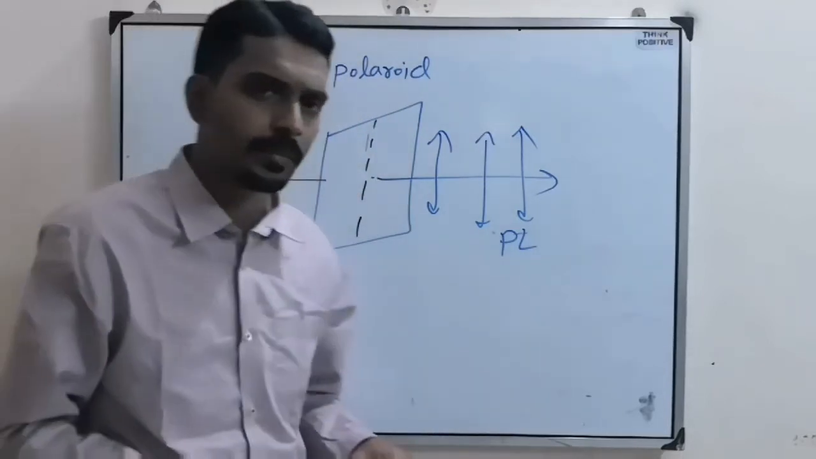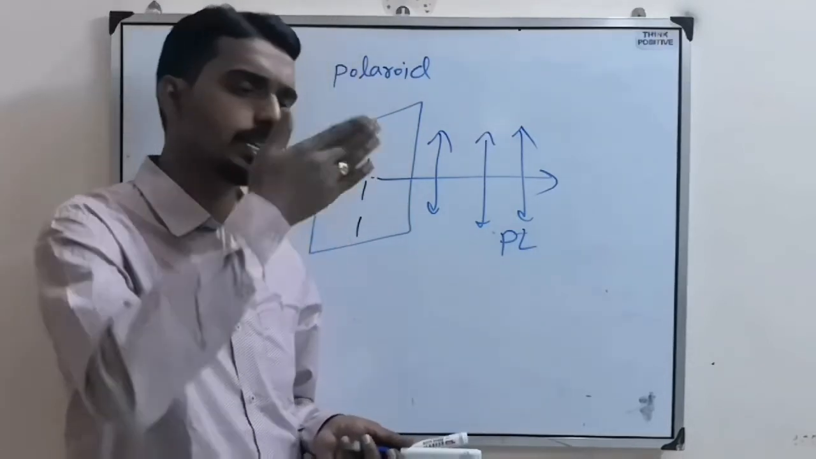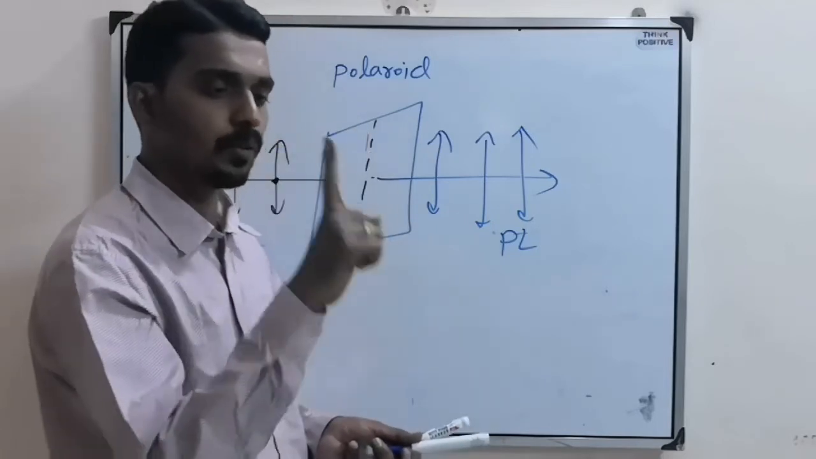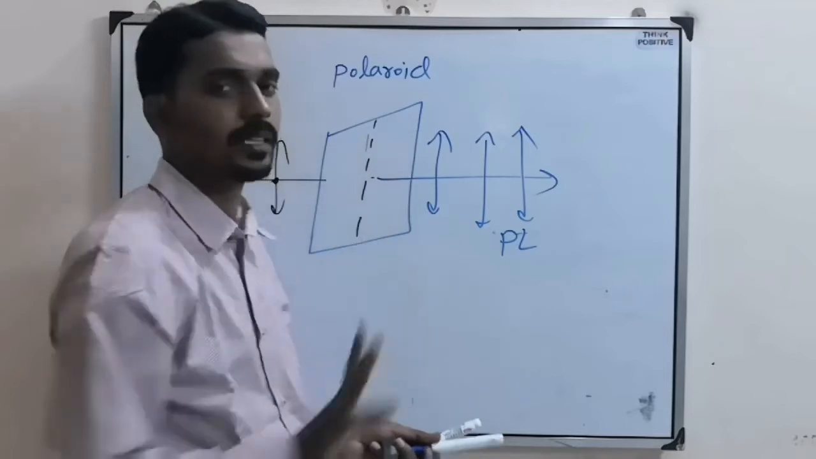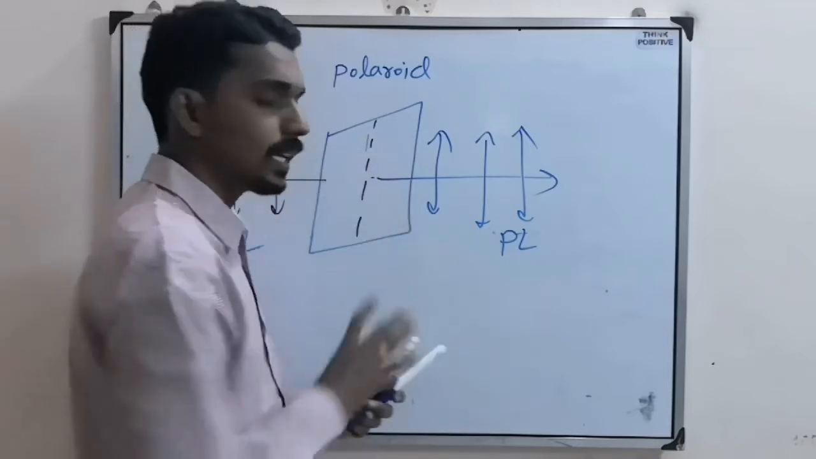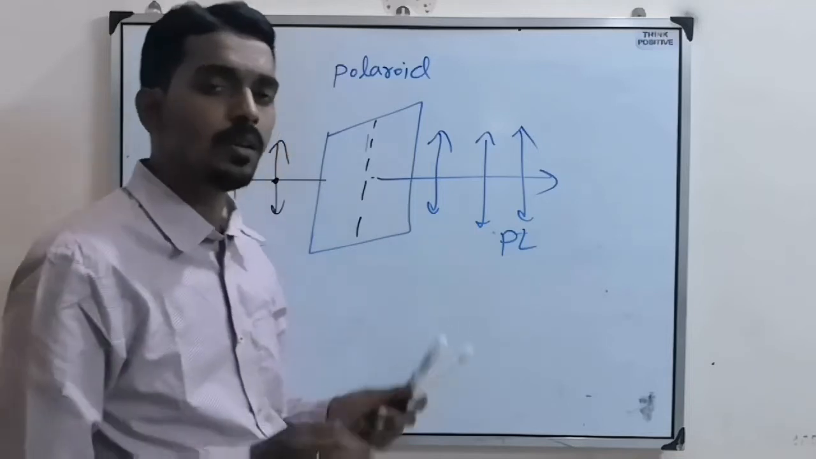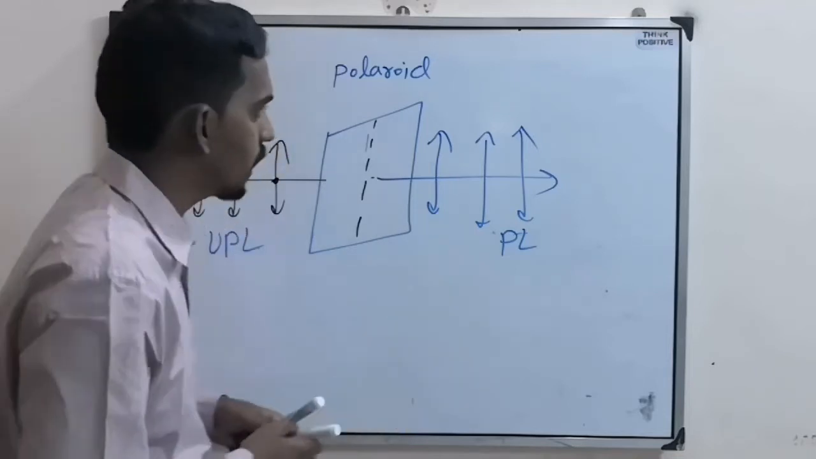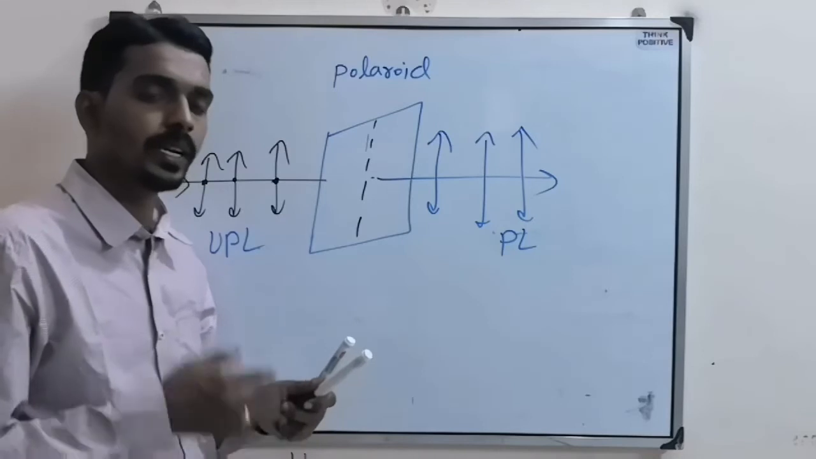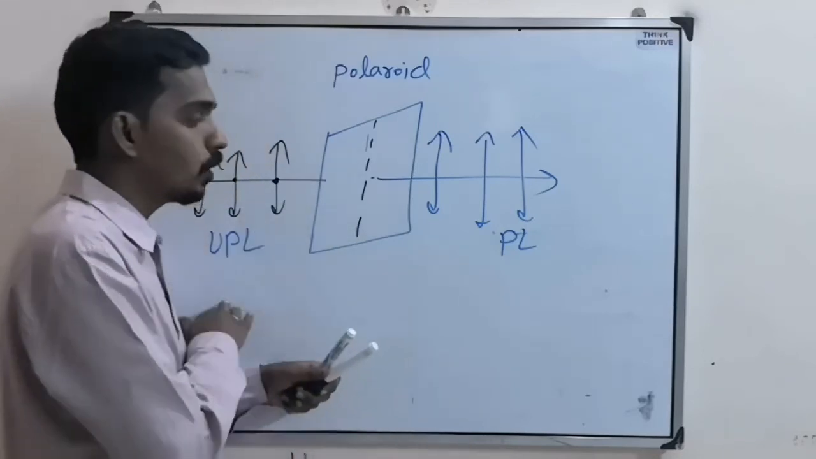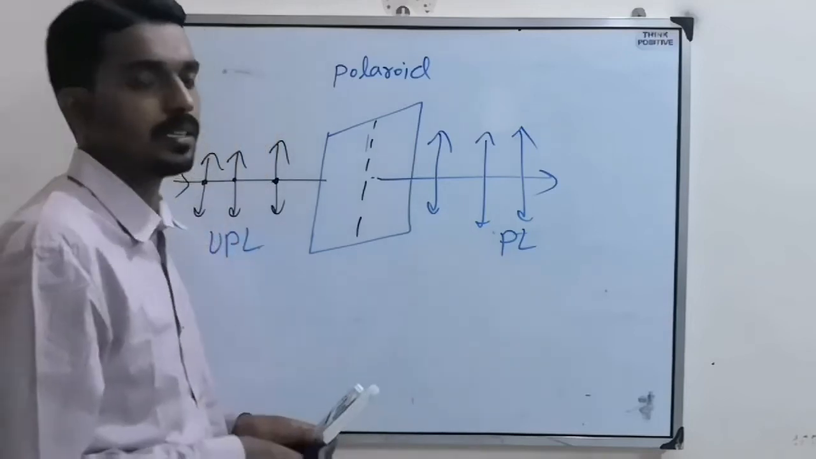So unpolarized light means the electric field orientation can be anything. But polarized light means the electric field orientation at every point is the same. And what can convert this? A Polaroid. This is the device called a Polaroid. You can also call it a polarizer. It is a device which can convert unpolarized light into polarized light.